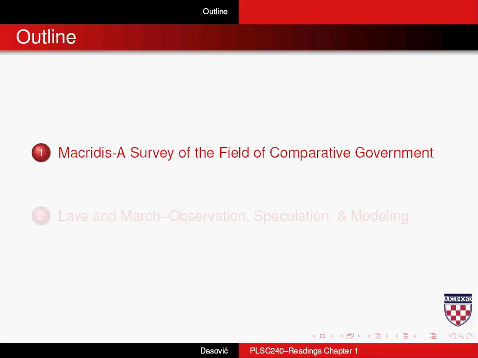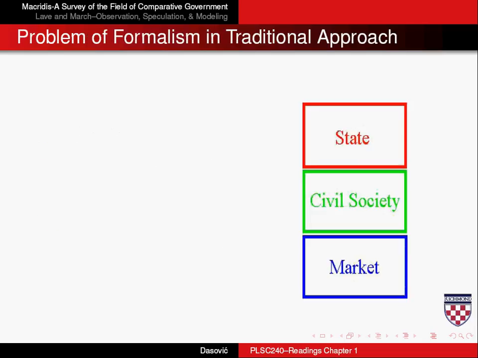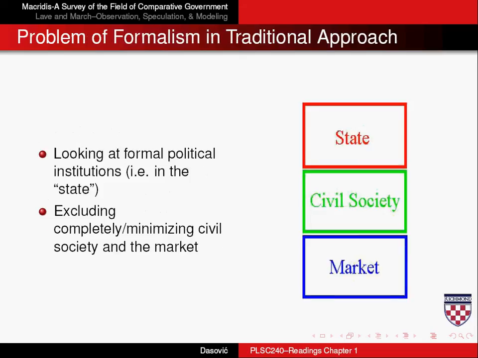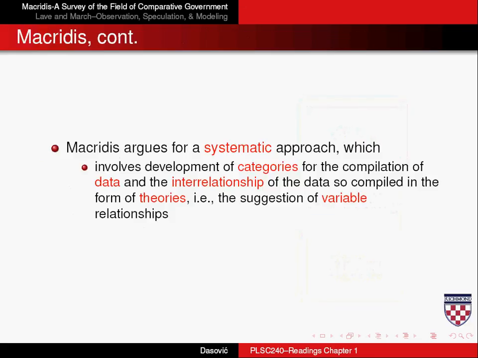In previous lectures, I talked about Macridis and about how there are essentially five problems with his traditional approach, and then I looked at what he meant by the formal analysis of institutions in the traditional approach, and how we move beyond that to incorporate the phenomena and the causes in civil society and the market that affect political outcomes. Also Macridis's argument for a systematic, i.e. a scientific approach to the study of comparative politics. So now we move to Lave and March.